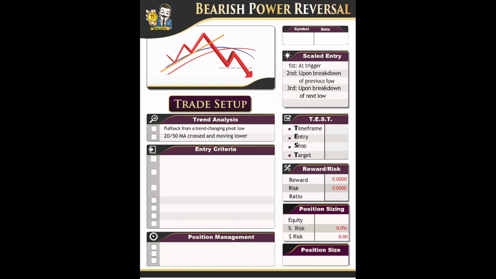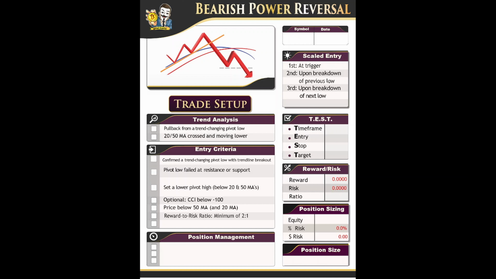About entry criteria, the breakout must be confirmed with a new pivot low, which is lower than the previous one, indicating a change in trend, as we can see here. This pivot low failed at a resistance or support level. Then, there is the formation of the pivot high, which is below the 20 and 50 moving average. Optionally, we can add an indicator such as CCI, which must be below -100. The price is below the moving averages.